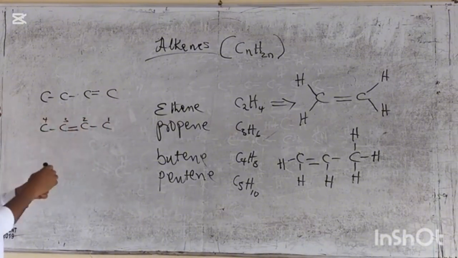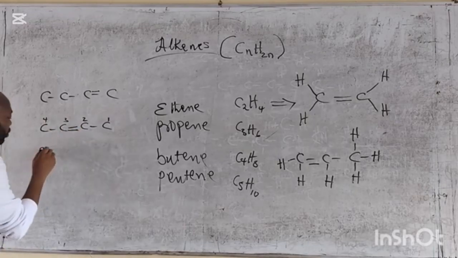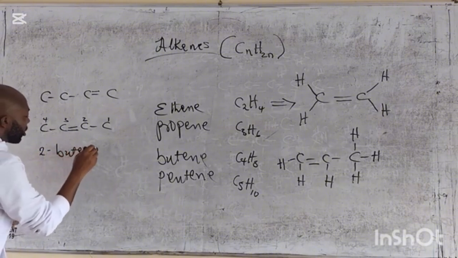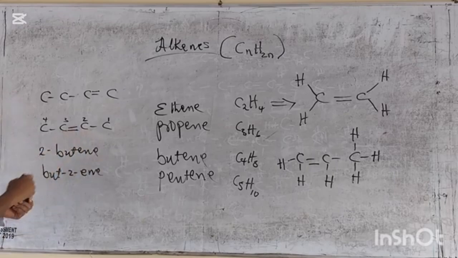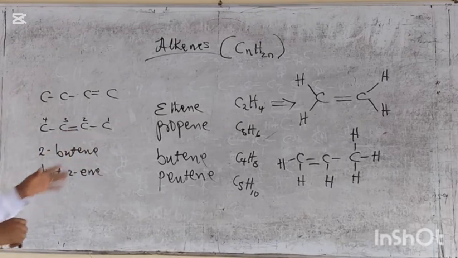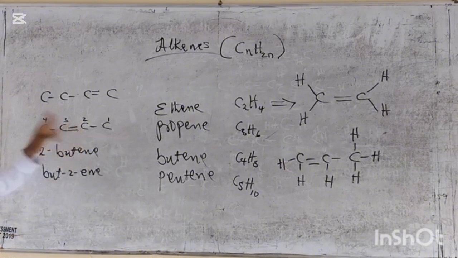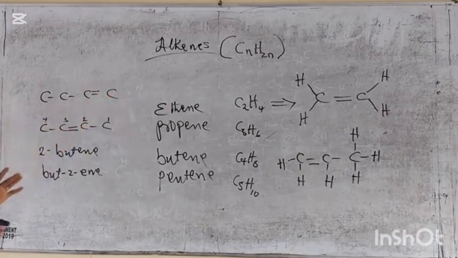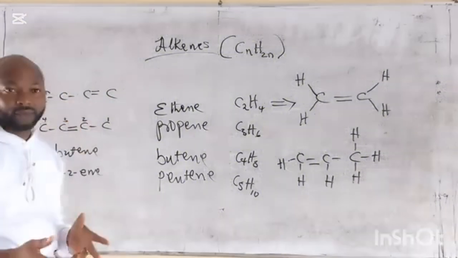So this becomes 2-butene. Either you call it 2-butene or but-2-ene. It depends on the one you like. So this is 2 because the double bond is in carbon 2. We call it but-2-ene or 2-butene. We are good. Now, if it is in the terminal carbon, you don't need to tell us 1-butene. 1-butene is still correct, but you don't need to tell us. If you just call it butene, we know that it is in carbon 1.